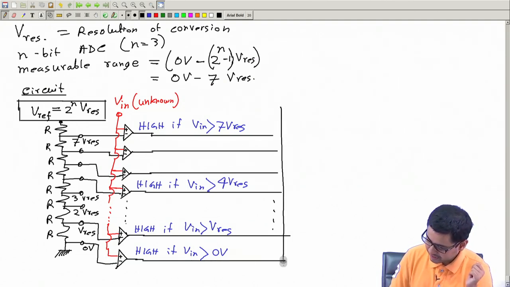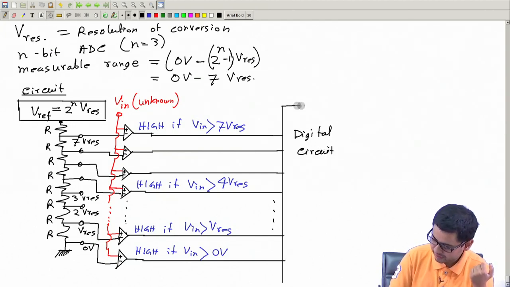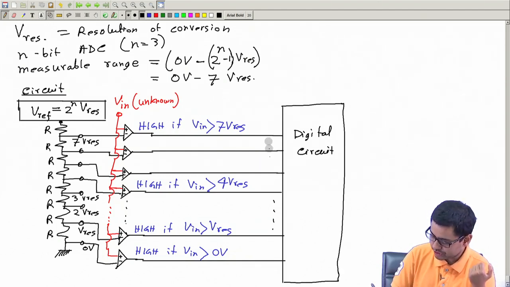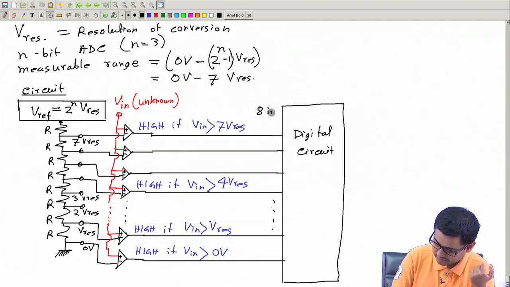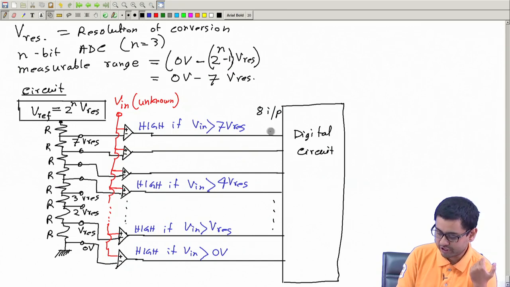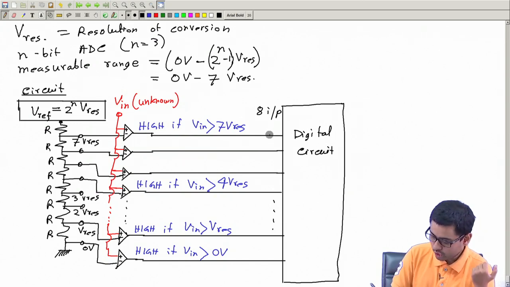Now let me connect it to a digital or logic circuit, which has these 8 inputs, okay, and each can be high or low. So, this will be high if the input is higher than V res, or low if the input is lower than 7 V res, okay. So, these are the inputs to this digital circuit.